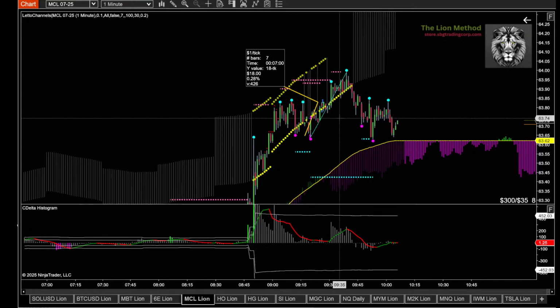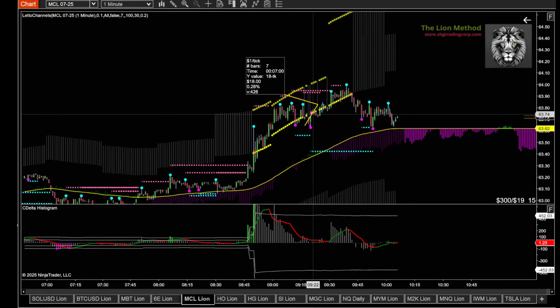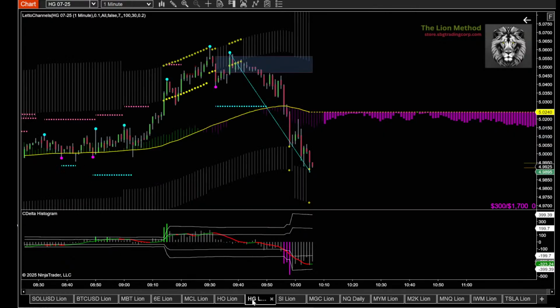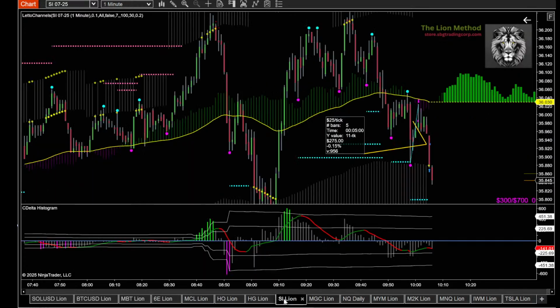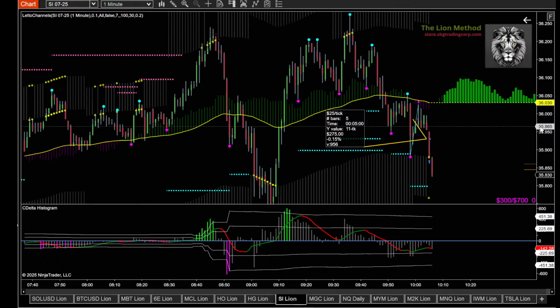So I had a loser. First trade was a loser in crude. I came back. What did I get? Oh, copper. Oh, MBT, that's right. So I went short MBT. So that was my second trade. And my third trade was right here in silver. Wow, that's a big move. So I'm 2 for 3, not too bad.